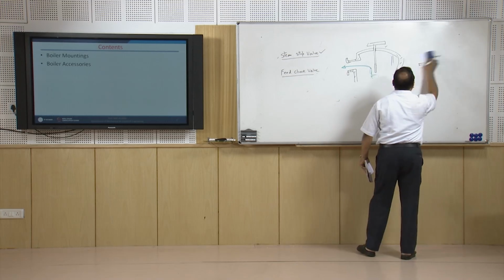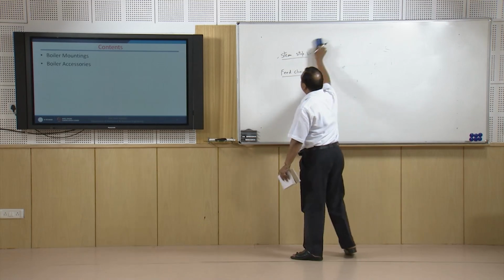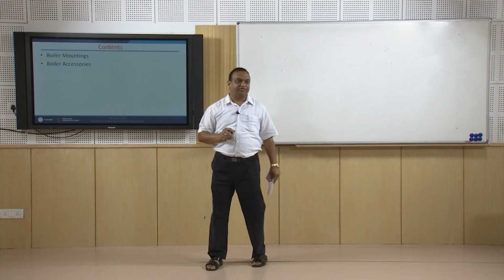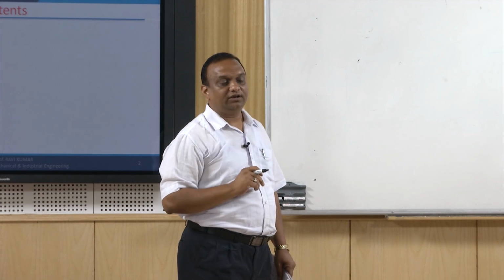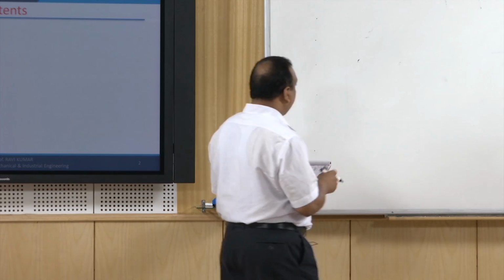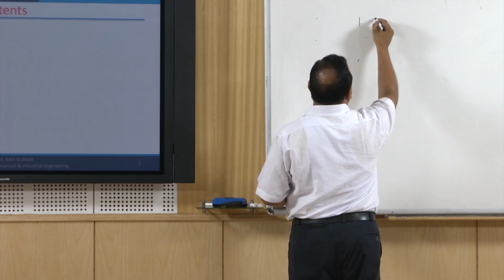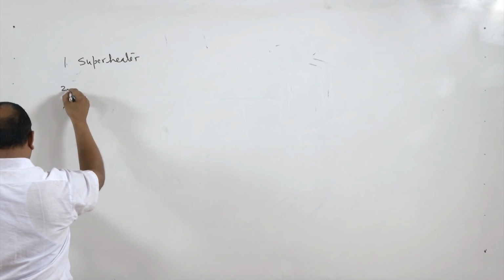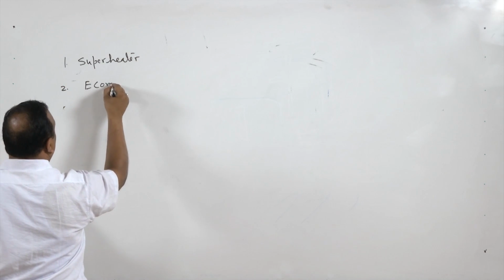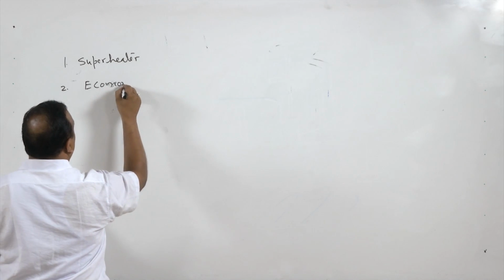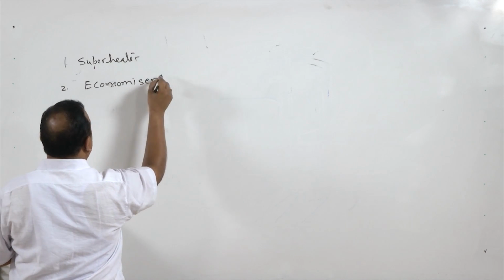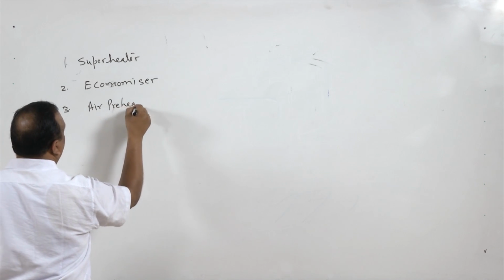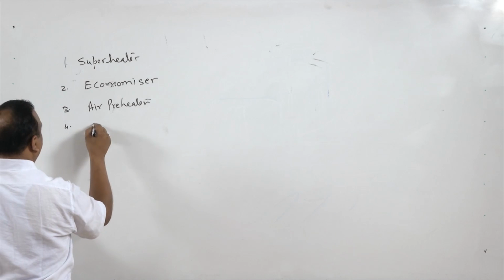After this, we will take up the accessories in the boiler. Nowadays accessories are necessary, because we want to have higher efficiency of the boiler. If you want to attain higher efficiency, accessories are necessary, and the accessories are: number 1, superheater; number 2, economizer; number 3, air preheater; and number 4, steam trap.